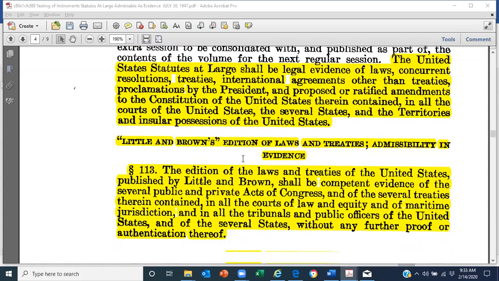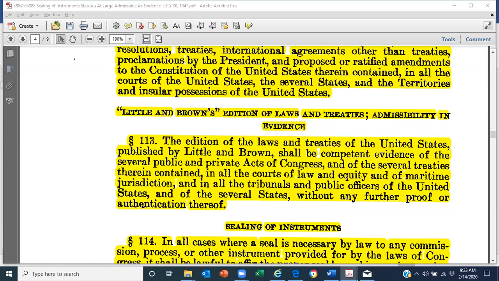Followed by the Little and Brown's edition of laws and treaties, admissibility in evidence. Again, 113: the edition of the laws and treaties of the United States published by Little and Brown shall be competent evidence of the several public and private acts of Congress and of the several treaties therein contained, in all the courts of law and equity and of maritime jurisdiction, and in all the tribunals and public offices of the United States and of the several states, without any further proof or authentication thereof.